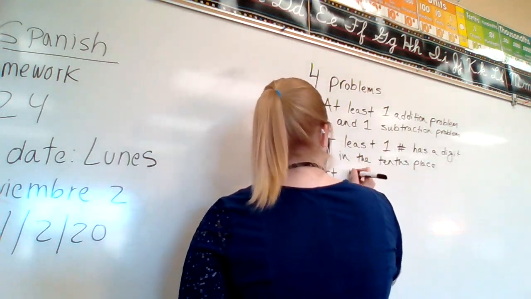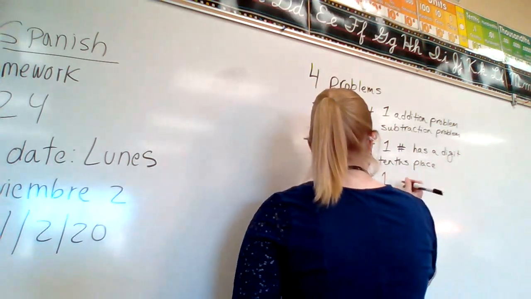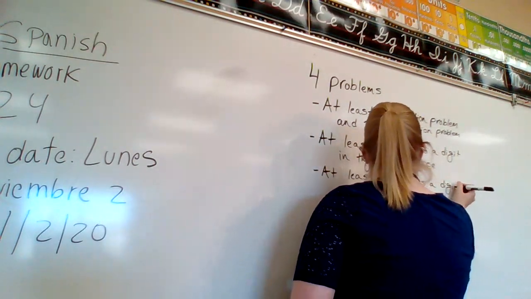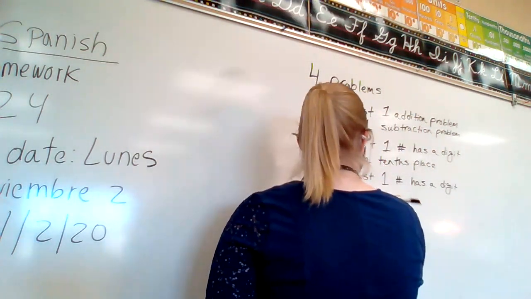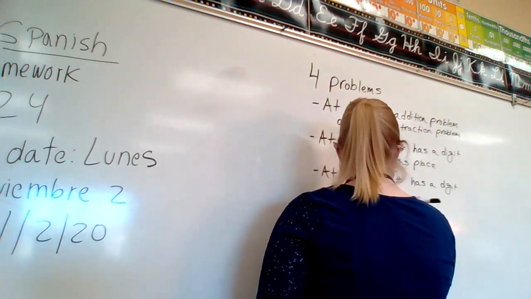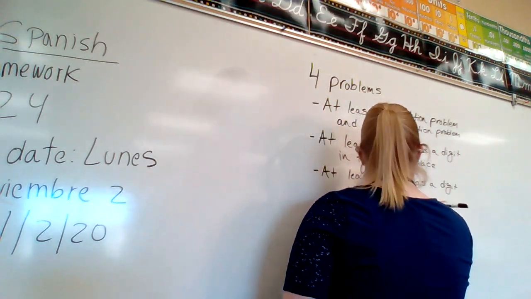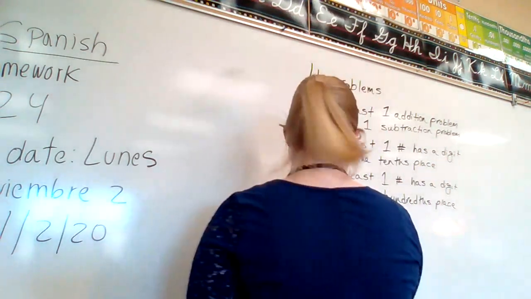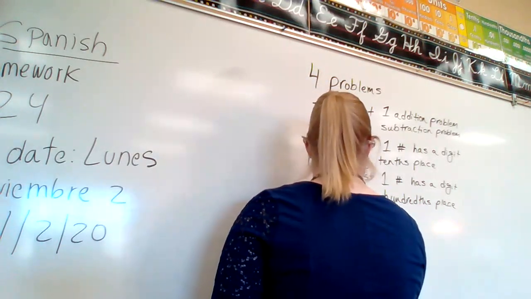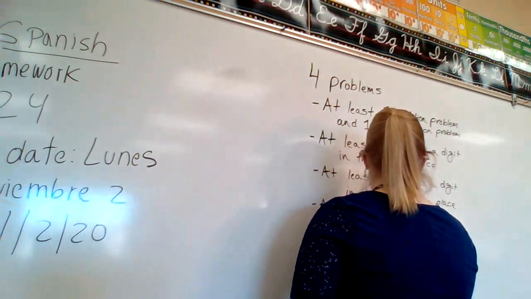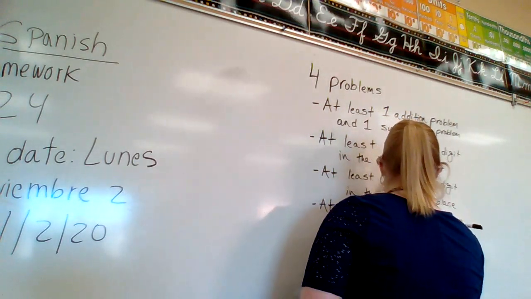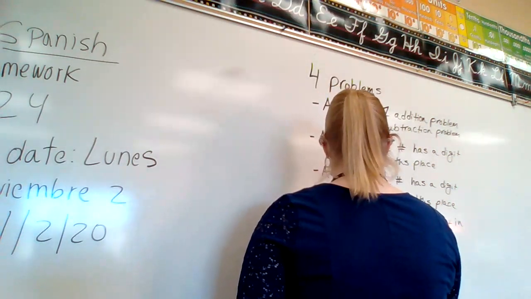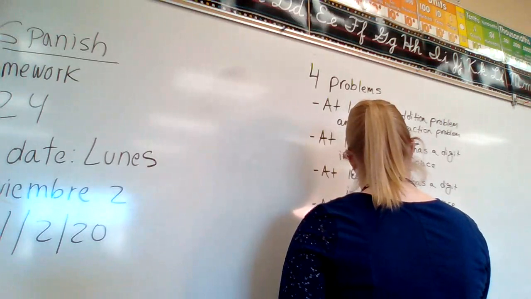At least 1 number has a digit in the, do you know what I'm going to say? Hundredths place. And at least 1 number has a digit in the thousands place. Now, what about the 100,000? We're not doing that place.